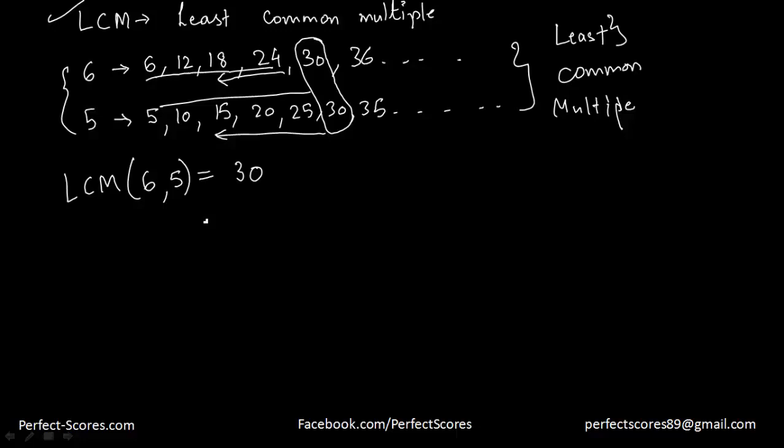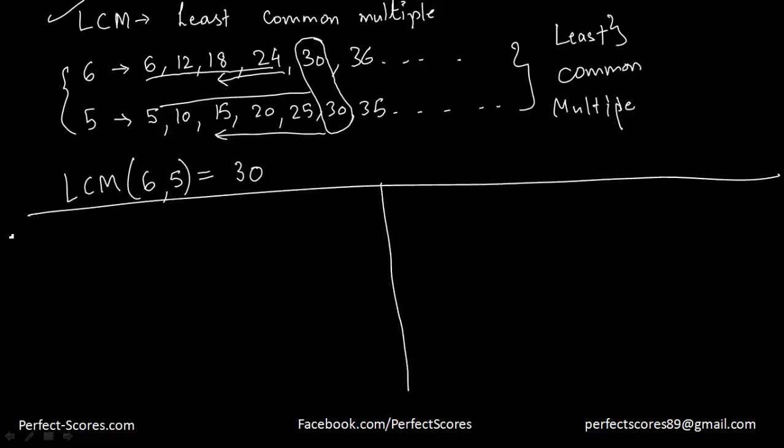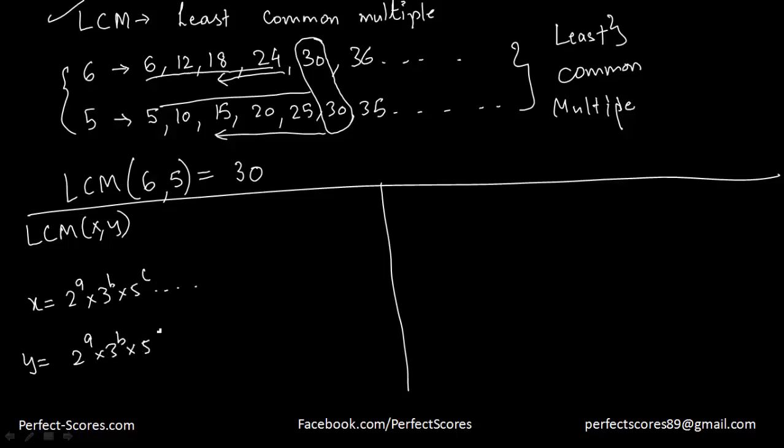Now how do you find the least common multiple in questions? Let's suppose I want to find the least common multiple of x, y and z, where x is equal to 2 to the power a into 3 to the power b into 5 to the power c and so on, and y is also 2 to the power a into 3 to the power b and 5 to the power c and so on. This is nothing but the prime factorization of x and y.